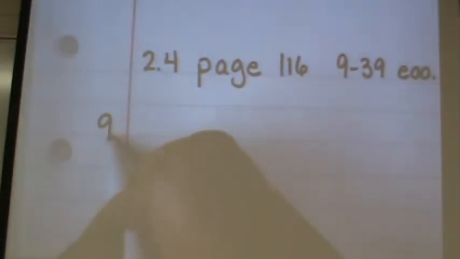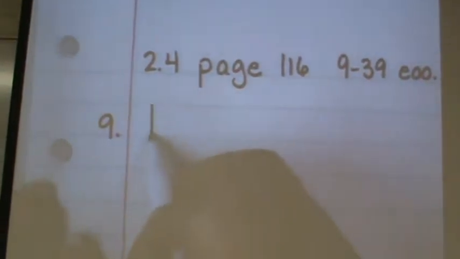Pre-calc homework 2.4, page 116. We are going to do 9 through 39, every other odd, and questions 49, 57, 61, and 65. Beginning with question number 9.